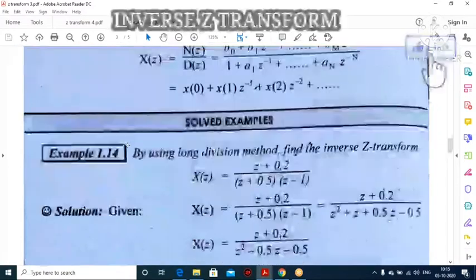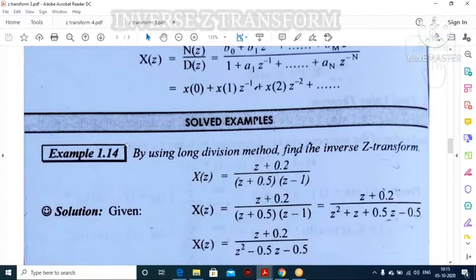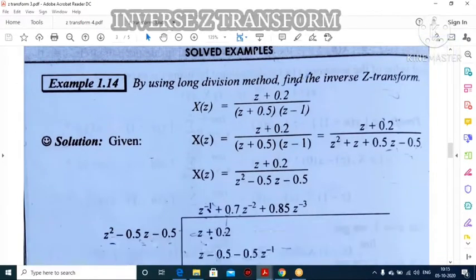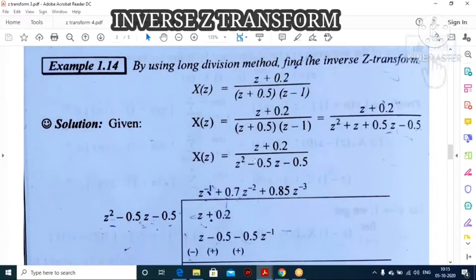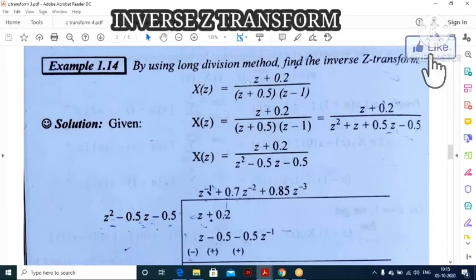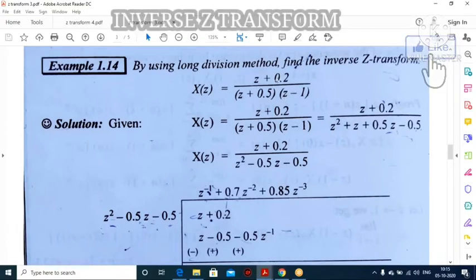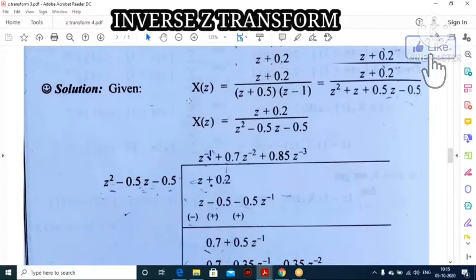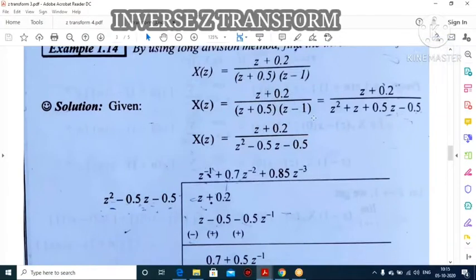Now let us see the problems. By using long division method, find the inverse Z transform. The question is x of Z equal to Z plus 0.2 divided by Z plus 0.5 into Z minus 1. Look at this expression. Our x of Z can be expressed as numerator part of Z divided by denominator part of Z.